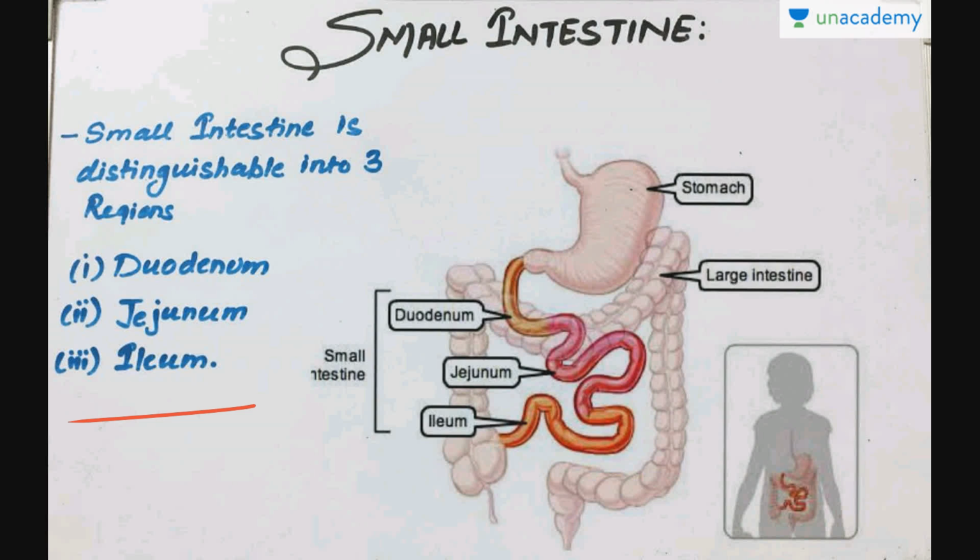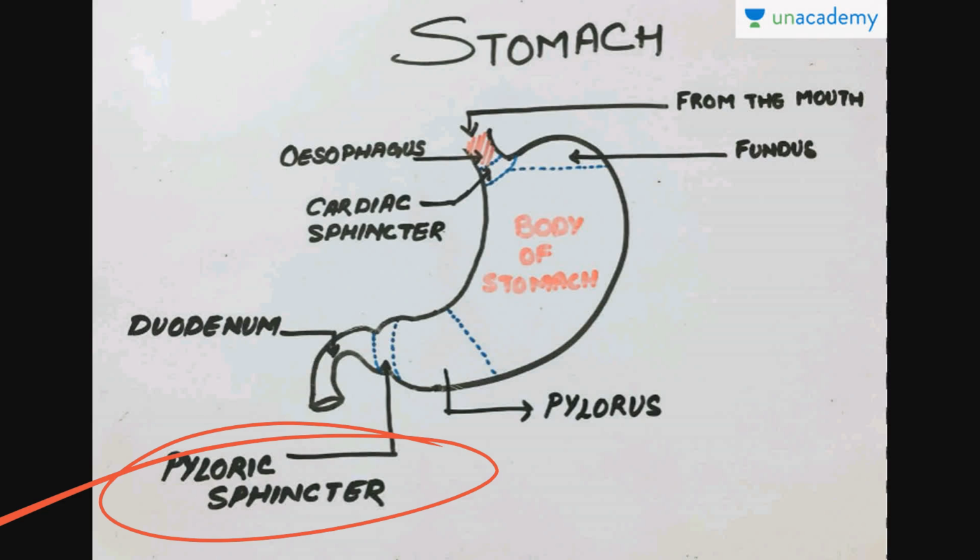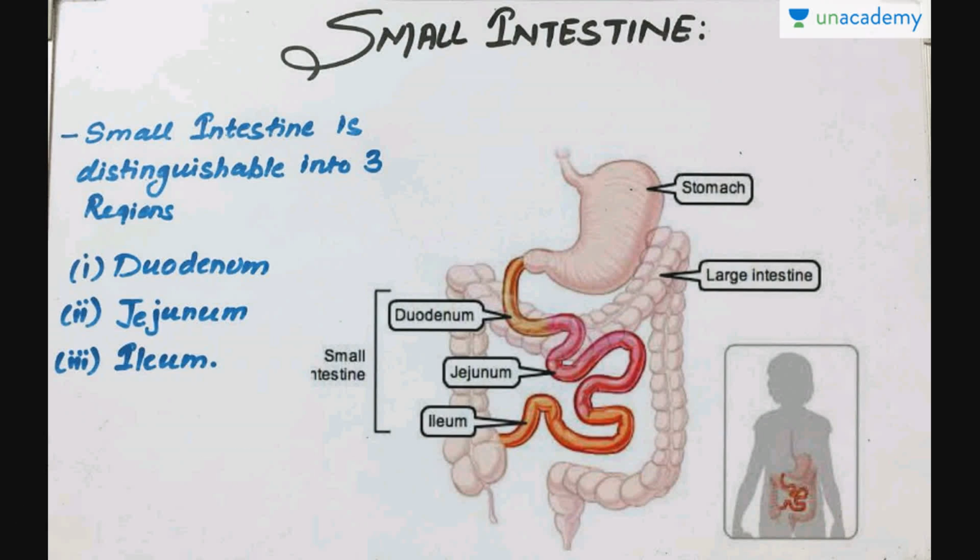The opening of the stomach into the duodenum is guarded by the pyloric sphincter. Similar to the cardiac sphincter, the pyloric sphincter acts as a valve to control the flow of partially digested food from the stomach to the intestine.